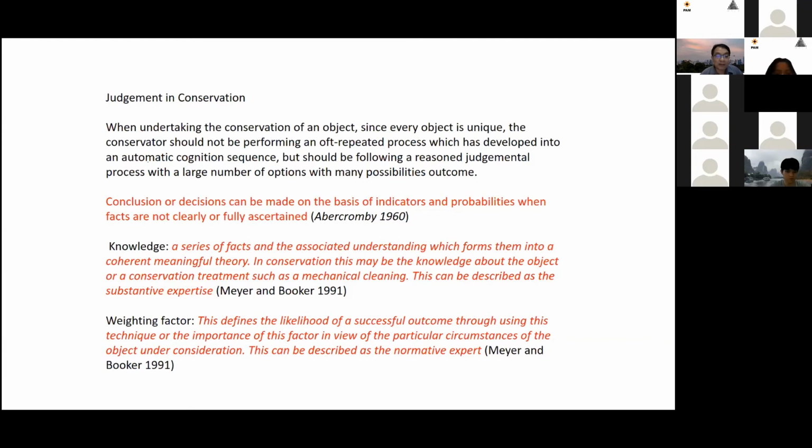So the weighting factor defines the likelihood of successful outcomes through using this technique, or the important factor in view of particular circumstances. Now the weighing factor is that you need to weigh what is the best solution for this old building. How are you going to do it? So you weigh the good things. Sometimes you cannot achieve everything, sometimes you cannot achieve certain things because you don't know. So what are you going to do with it?